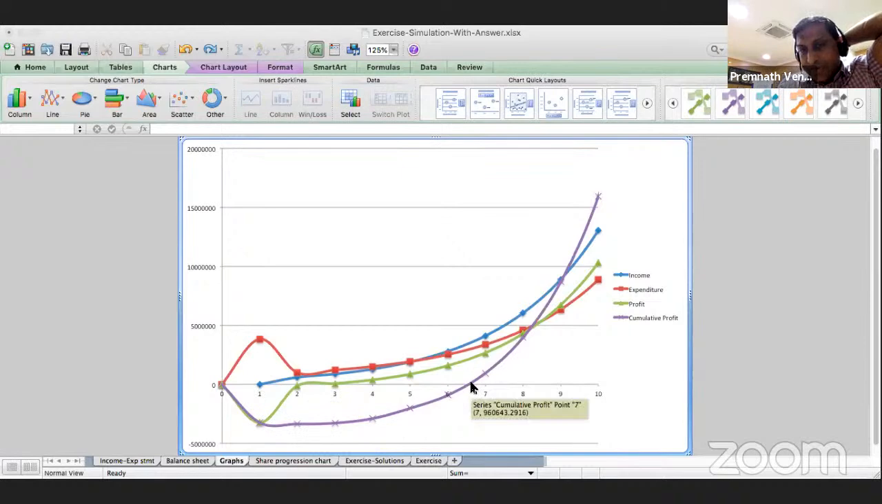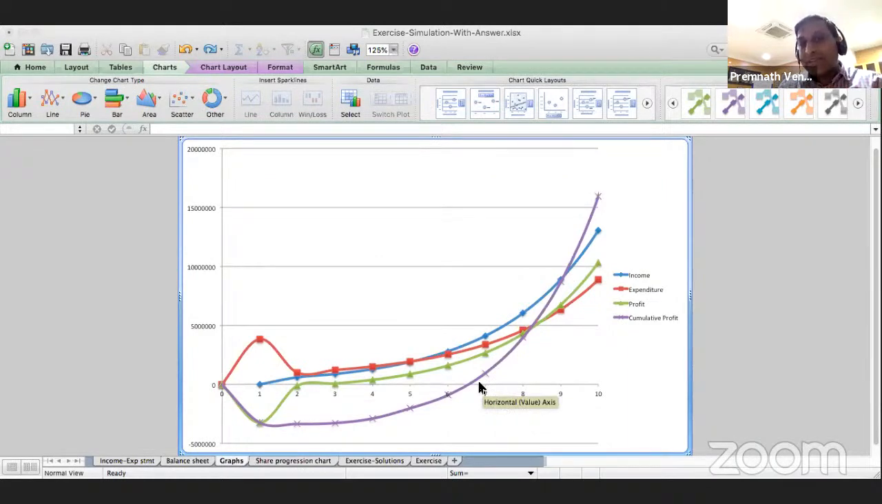That means you're catching up on the losses with your own earnings only in year 7, and that's where it crosses over to the positive, and that's another break even. That's investment break even. Okay. So these 2 points are there. Now this will move depending upon the situation.